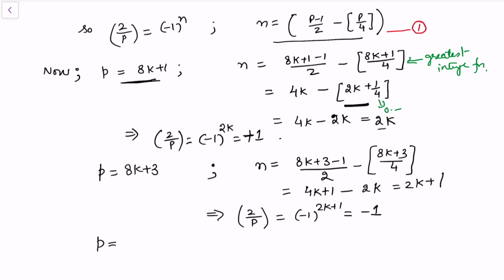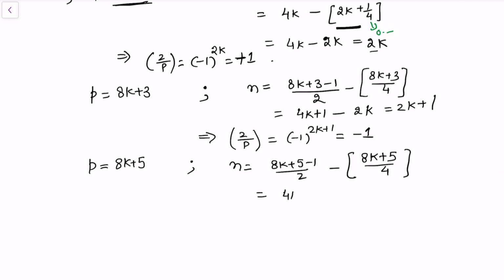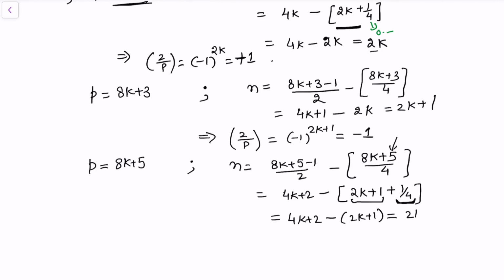Take the next case, that is p = 8k+5. This means n is (8k+5-1)/2 minus the greatest integer of (8k+5)/4. But we see here this value is 4k+2 minus the greatest integer of (2k+1)+1/4. This is the way I can write it down. So you split this 5 into 2 parts, 4 plus 1. The greatest part will come here and the fractional part will be associated here. So this value is 4k+2 minus (2k+1), and in this case again we get 2k+1.